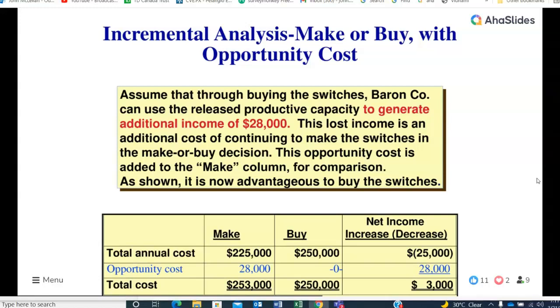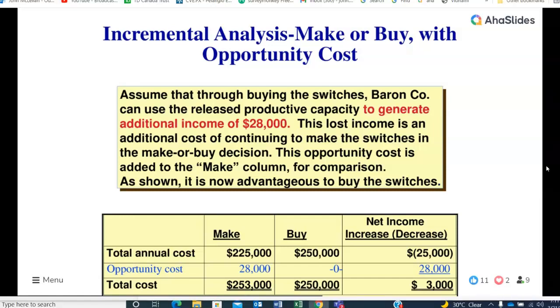My profits are going to go up 3,000, but we're going to be laying off 6 people in the plant. So is it really worth it for Barron Company to lay off 6 people and outsource the production of this product? What about the morale of the other people working there when they see that the company does that for 3,000? So that's one qualitative factor. Another qualitative factor is quality.